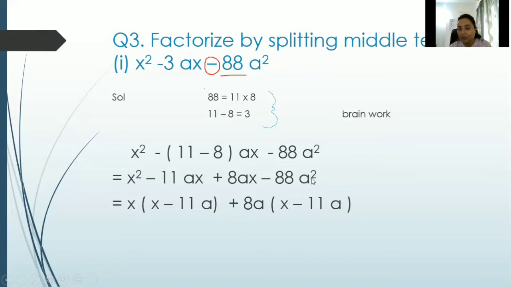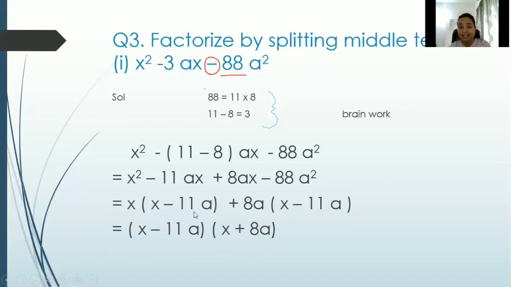A is out, so only one power of a will be left inside. Then x minus 11a here, then x plus 8a will be left. See, x minus 11a, x minus 11a is out.